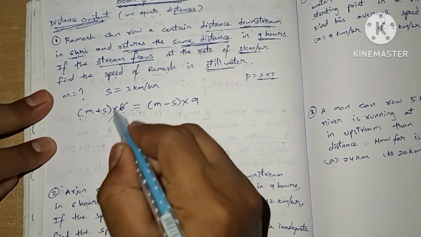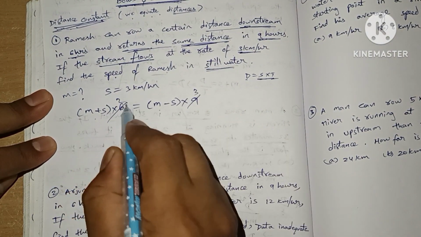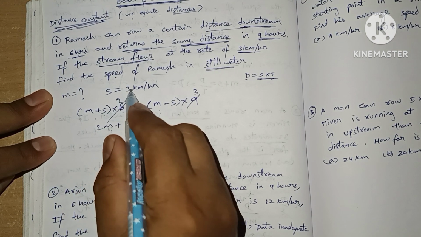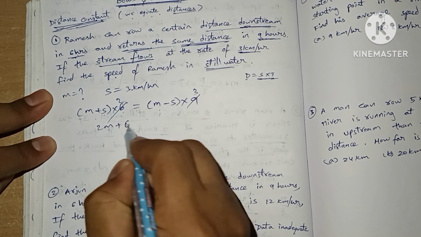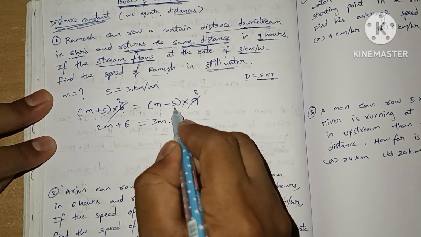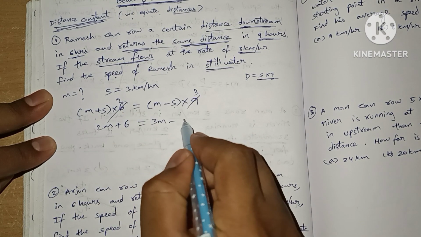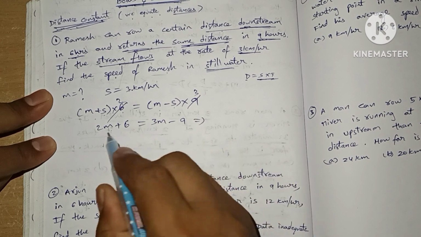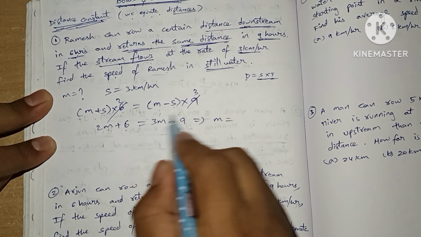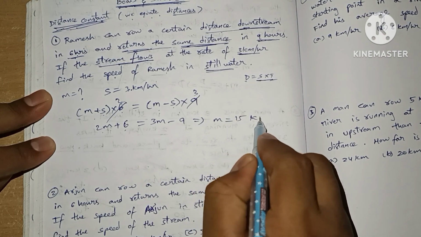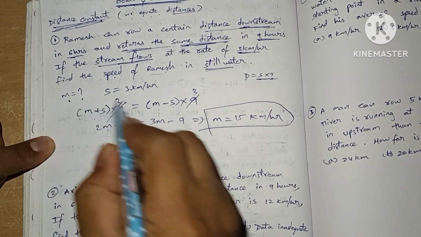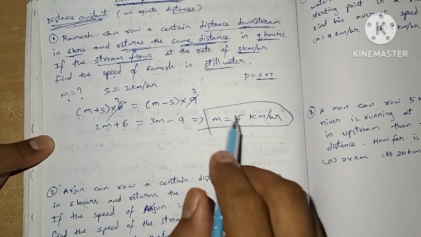So by this, 3 times 2 times, we have 2M plus... as we have 3, so 3 times 2 which will be 6. 3M minus 3S means 3 times 9. So what we are left with is M equals 15. So the M value is 15 kilometers per hour. This is our answer.